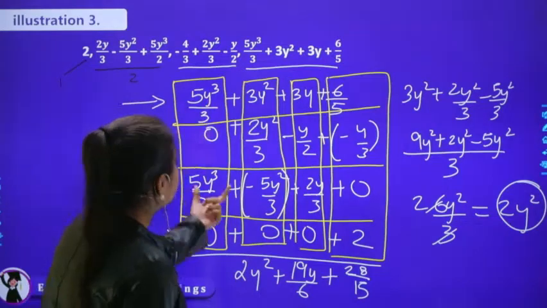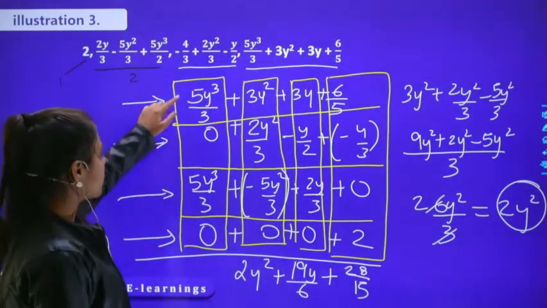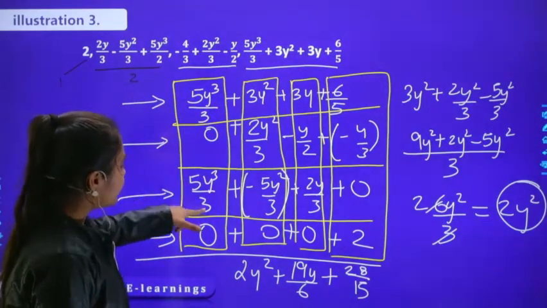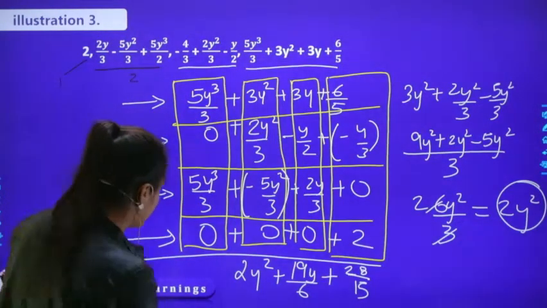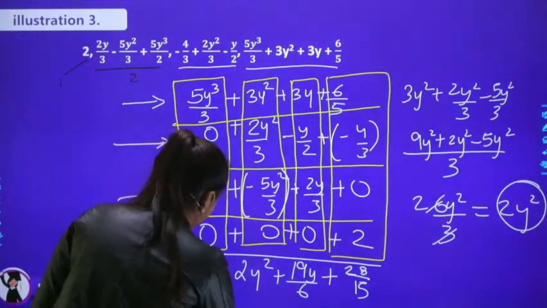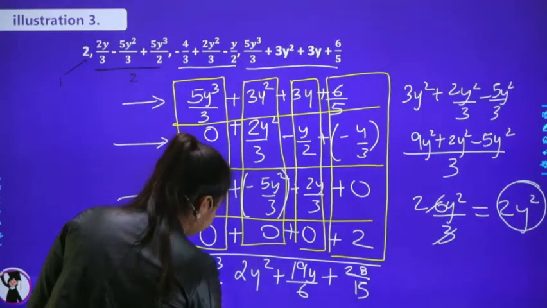So this we can find orally. Orally भी हम find कर सकते हैं. दोनों का डिनोमिनेटर सेम है तो डायरेक्टली ऐड हो जाएंगे, 10y क्यूब अपॉन 3.